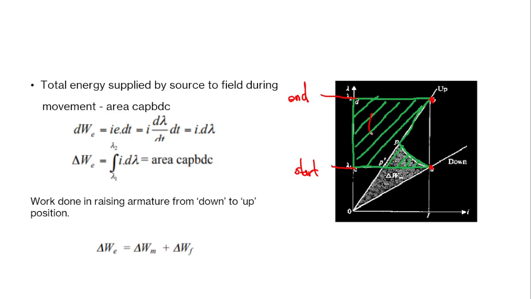So this will be WE, or you can say a change in WE. As you work down, raising the armature from the down to the up position, this work splits into two things. You have some of the energy stored in the magnetic field, and you have some of it doing the mechanical work, which is this piece here.